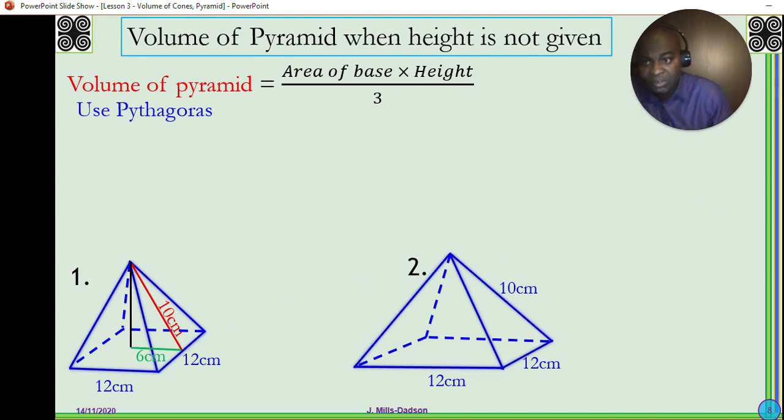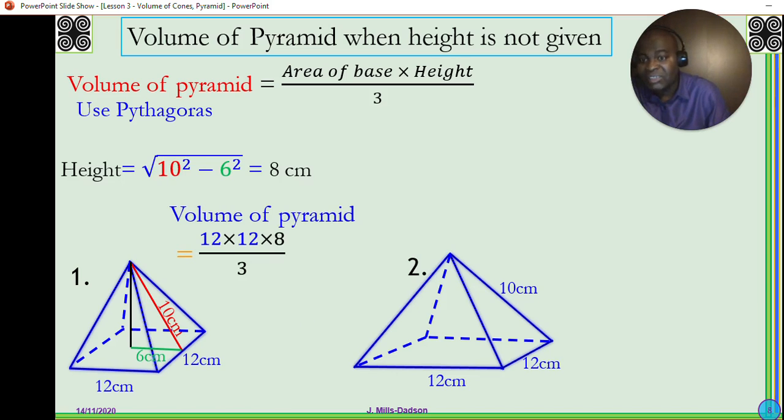We're going to use Pythagoras to find out the perpendicular height. If that is 12, from this center to this side has to be 6. So we have 10 as the hypotenuse and 6, using Pythagoras, the subtraction rule, to work out the height. So 10 squared minus 6 squared, square root of that will give you 8. So we now know that the height is 8.